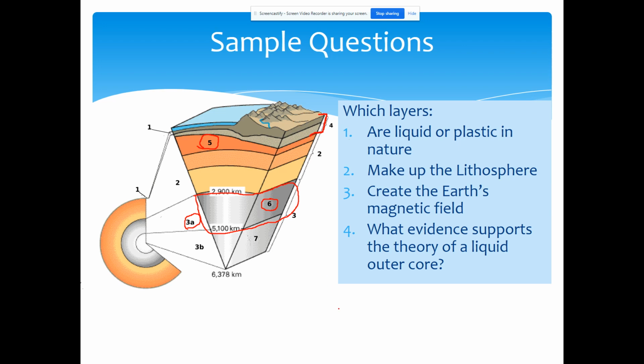Number 4, which evidence supports the theory of a liquid outer core? Well, we've got 2 things that support this theory. Number 1, earthquake seismic waves. S waves can't get through a liquid. And so there must be something about liquid blocking them. And it's about the size of the outer core, believe it or not. Number 2, Earth has a magnetic field. And we can't have a magnetic field unless we get some motion of magnetic elements, which the outer core is actually made up of. So those 2 things.